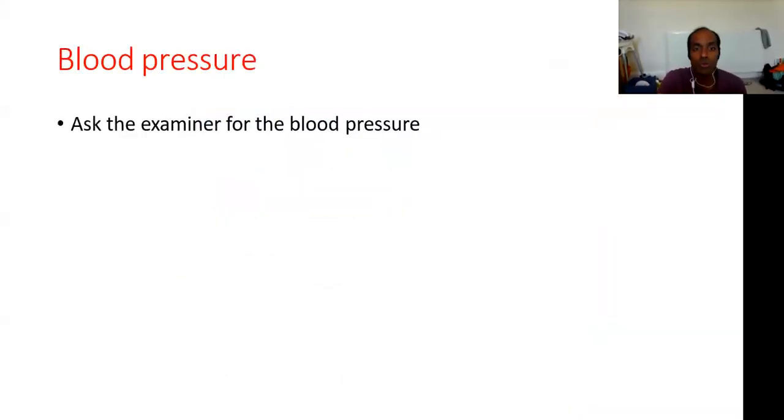Blood pressure, I told you, you can ask the examiner. In a ward setting, you have to examine this for yourself, but at the exam, we will give you the blood pressure reading. Okay? All right.